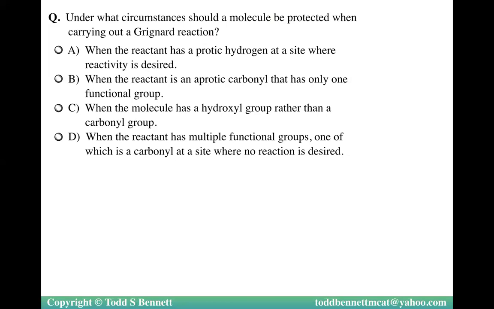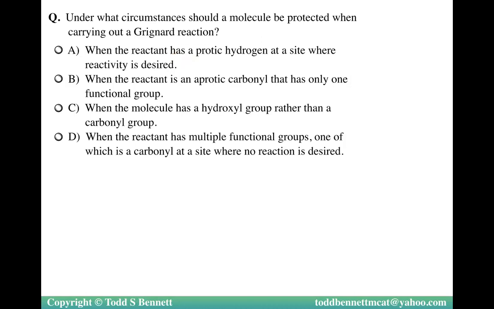So why did we just have to do this? So was it because the reactant has a protic hydrogen at a site where activity is desired? Nope. That was where we had our alcohol where we want to react. We want to get rid of it and turn it into a carbonyl so it can react with a Grignard. So that's prepping the molecule, converting the primary alcohol into an aldehyde or a secondary alcohol into a ketone. That's key. That's what we want for this, not for protecting it, but to make it reactive.